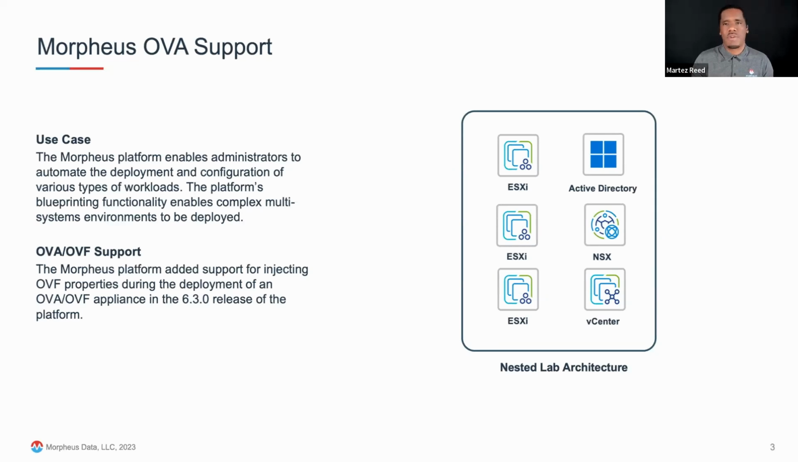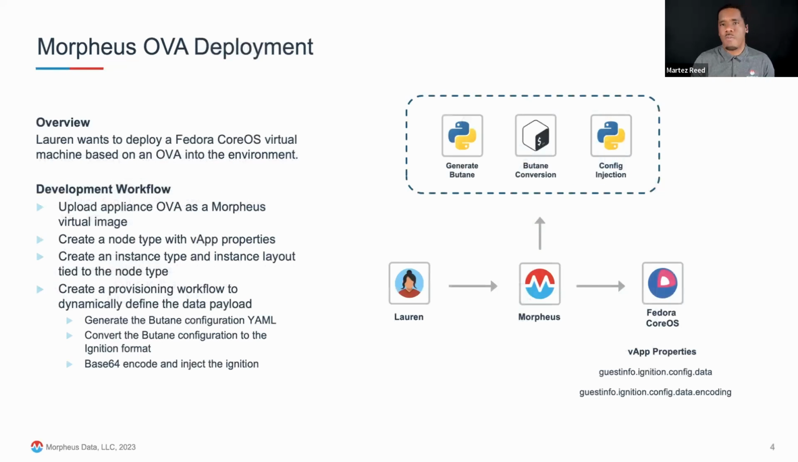So there's a number of reasons why, from a benefit standpoint, it makes sense for the Morpheus platform to have the capability to support the injection of those properties during the deployment of a workload. So now that we've talked about Morpheus' support for OVF properties and supporting OVA appliances, let's take a look at what that looks like from a use case standpoint. And then we'll walk through the Morpheus platform to see how it all comes together.